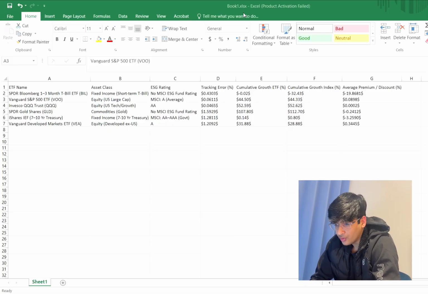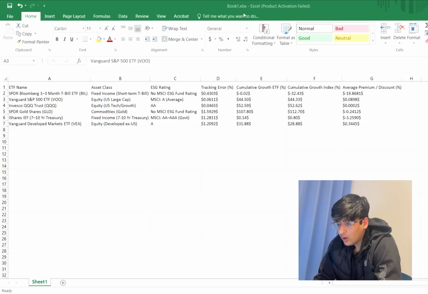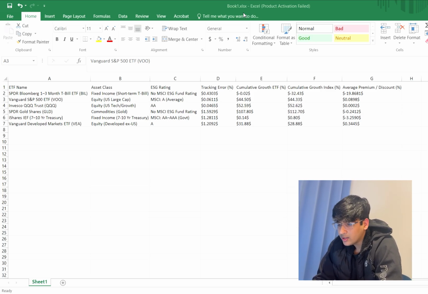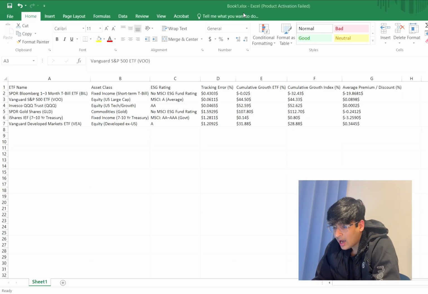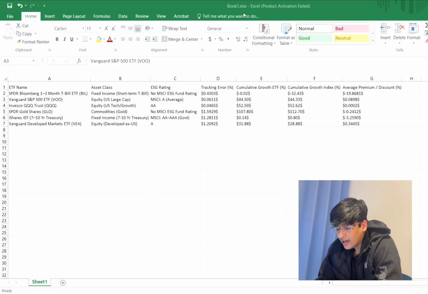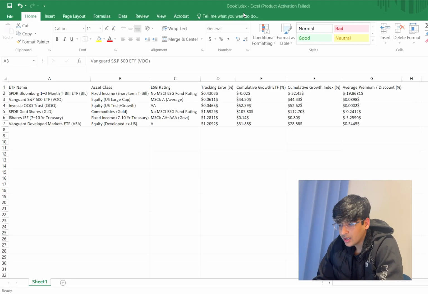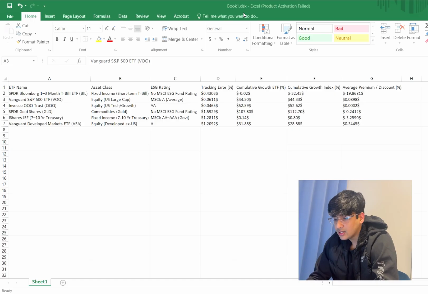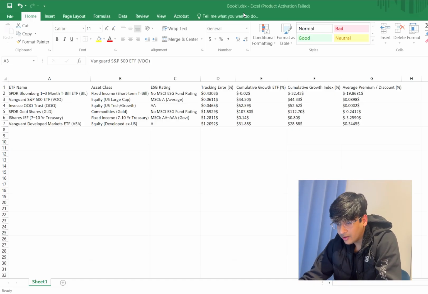I chose VOO and QQQ for growth. I used VEA for international diversification, though I noticed it had a -4 discount due to stale pricing when the international markets were closed. I added GLD, IEF, and BIL to hedge against inflation and manage the risk. This master sheet shows that by combining different asset classes, we can optimize for both ESG and returns.